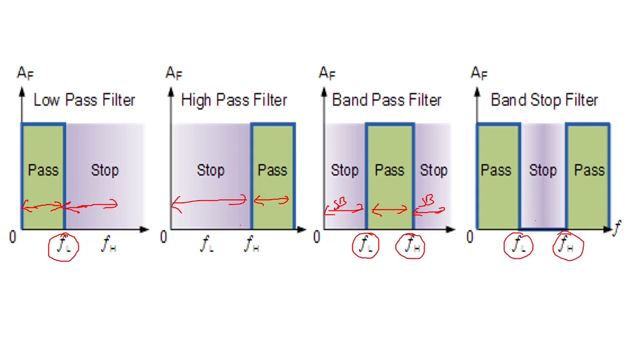So all the frequencies within that range will be stopped, and the frequencies below that range will be passed. So here you can see pass band, and the frequencies above the largest or cutoff frequency will be again passed. So here again you can see pass band. Okay. So in this way you can have band stop filter.